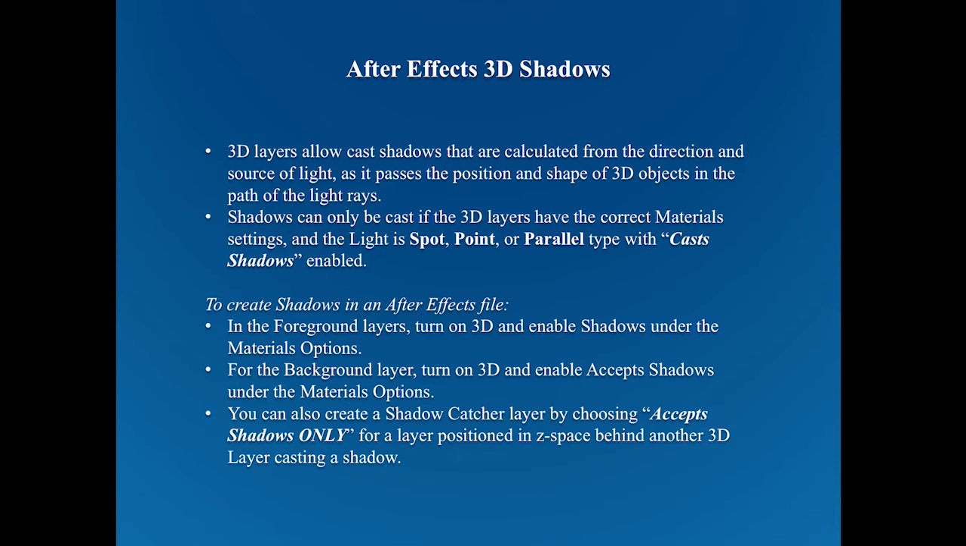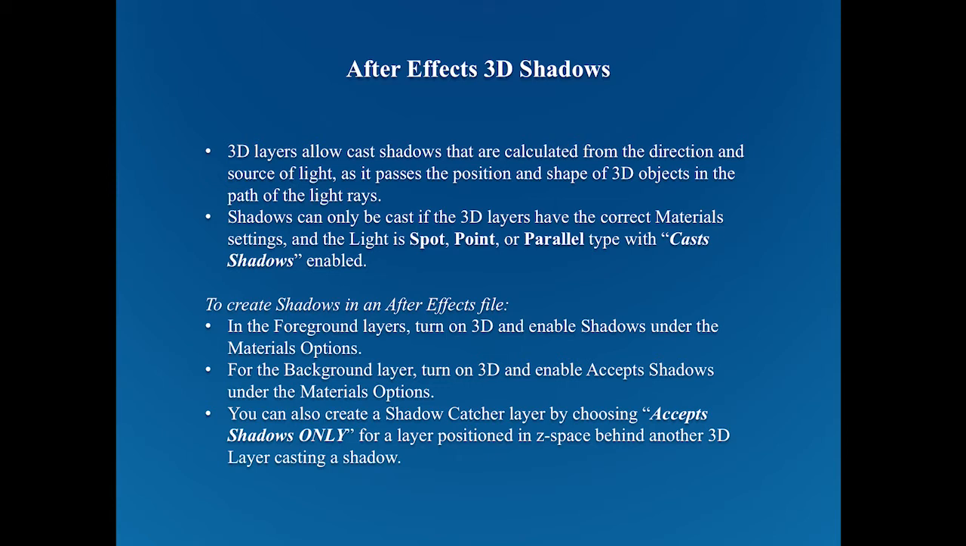So 3D layers allow you to cast shadows that are calculated from the direction of the source of light as it passes the position and shape of the 3D objects in the path of the light rays. But the shadows can only be cast if the 3D layers have the correct material settings, and the light is a spot, point, or parallel type with cast shadows enabled. So if you're having problems with shadows showing up, you've got to check several different things. You can't just check one thing.